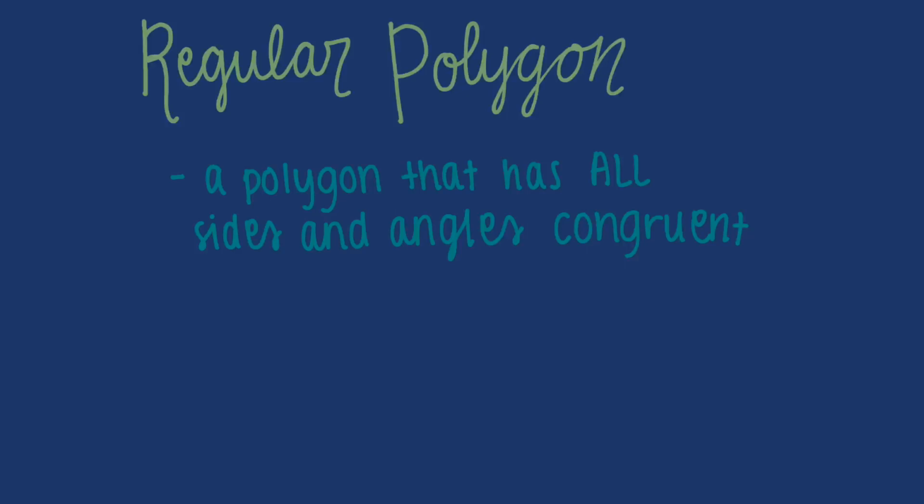So the first thing you need to know is what a regular polygon is. Remember, polygon is just another word for shape, and a regular polygon has all sides and angles congruent. So like an equilateral triangle, a square. But it goes on to all of our other shapes as well.